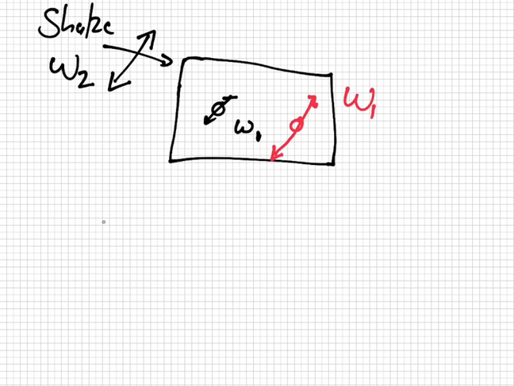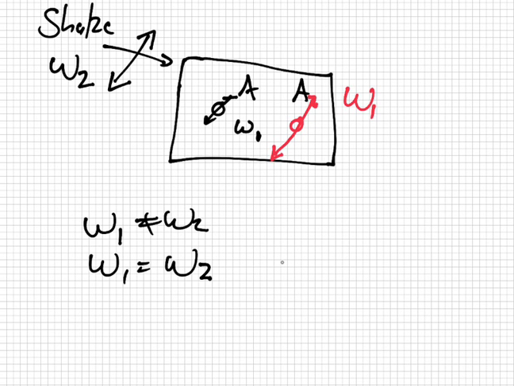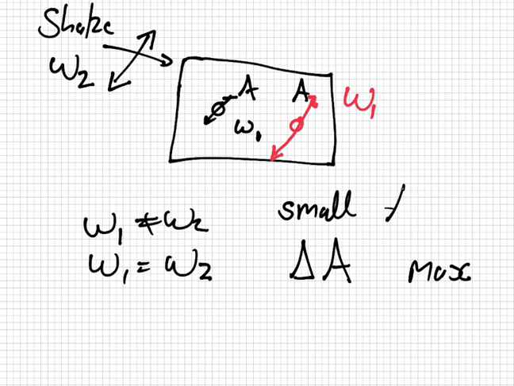Now, we have some situations here. Omega 1 does not equal omega 2, and then omega 1 equals omega 2. This is actually different. If I shake it with the same omega as the table's molecules, I make the amplitude really big. So in this situation, this makes the biggest change in amplitude, and then it will break. Resonance. Yes, that's the word, resonance.